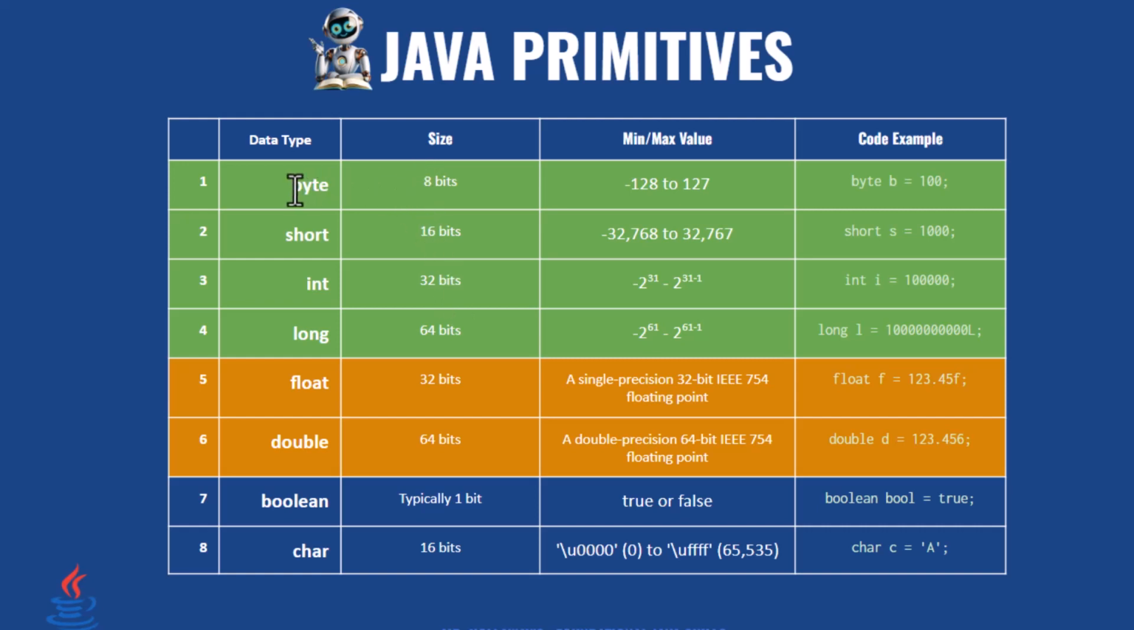And so these are basically number values. And if you look at the values, this is a small value, can't be any smaller than negative 128 to 127. This is 32,000 in the negative and 32,000 in the positive. And an int is negative 2 to the 31st power to positive 2 to the 31st power minus 1, and so on and so forth. And this is 2 to the 61st power. So if you notice, these are all related, but they have different values.